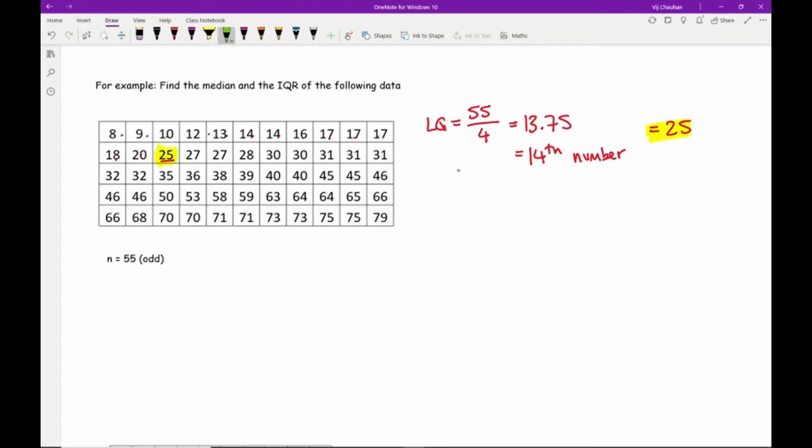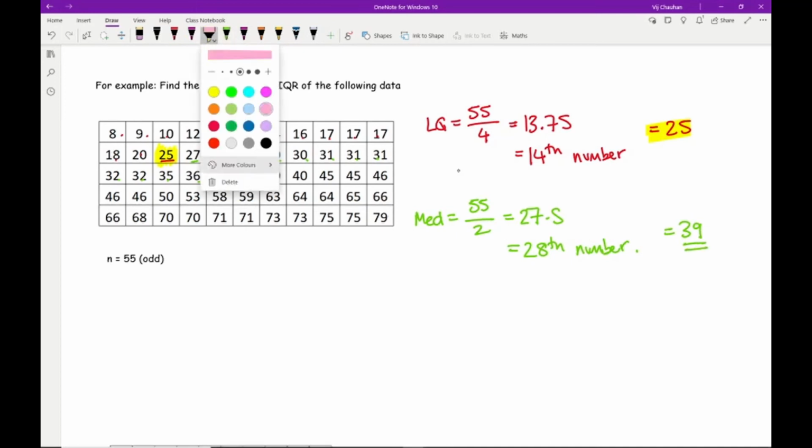Now to work out the median, what I need to do is 55 divided by 2, and again that's going to give me an answer of 27.5. Because that is a decimal number, I'm going to round that up to 28, so the median is my 28th number. So if 25 is my 14th number, that's 15, 16, 17, 18, 19, 20, 21, 22, 23, 24, 25, 26, 27, 28. So 39 is my median value. And again, let's highlight that using a different colour.